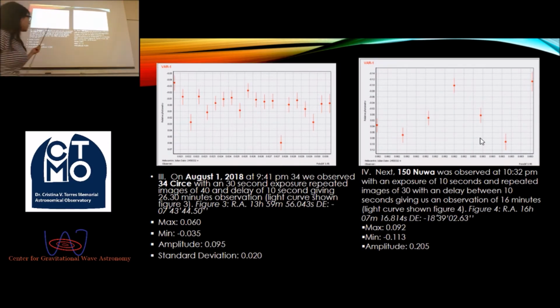And the third asteroid was 34 Circe. It seems like it's at the same rate of brightness, so there's actually no difference there. And then 150 Nuwa was kind of odd, as you guys can see. I'm not sure, maybe there were some technical difficulties, but our max result was 0.092.